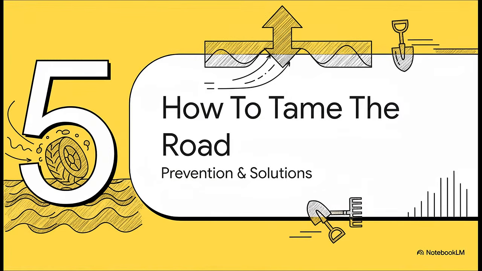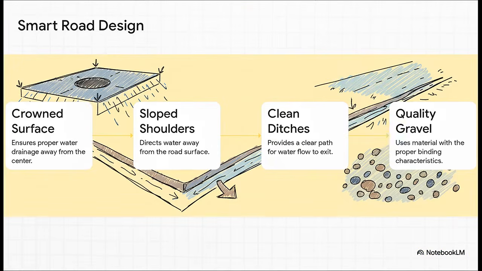Okay, so we understand the physics now. We've got a bouncing force, we've got a surface that's ready to be shaped. So the million-dollar question is, can we stop it? How do you actually fight back against this fundamental force of physics? Well, the first line of defense is just smart road design, and it's pretty much all about controlling water.